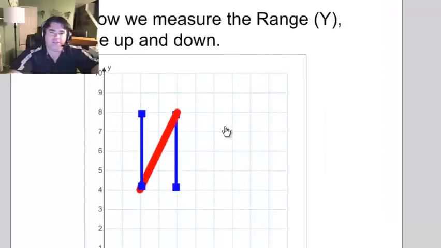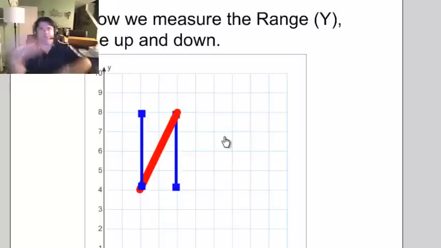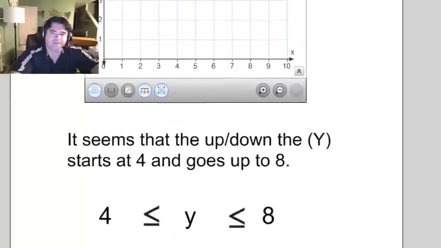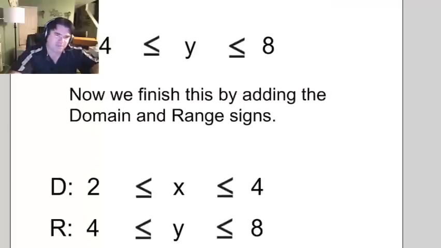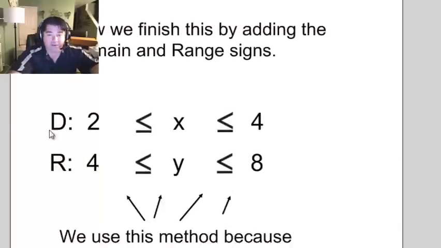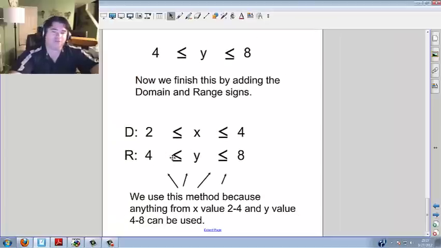Now if you look at the y value, the up and down, we mentioned it's from 4 to 8. But this time put a y in the middle, not an x. Because they're connected, less than or equal to. The up and down is the y value, 4, 8, your goalposts, y in the middle, less than or equal to, less than or equal to. So your finished answer is the following. The domain was between 2 and 4, so 2 less than or equal to x less than or equal to 4. Range: 4 less than or equal to y less than or equal to 8. We use this method because anything from the x value 2 to 4 and y value 4 to 8 can be used. So anything in that grid is fair game.